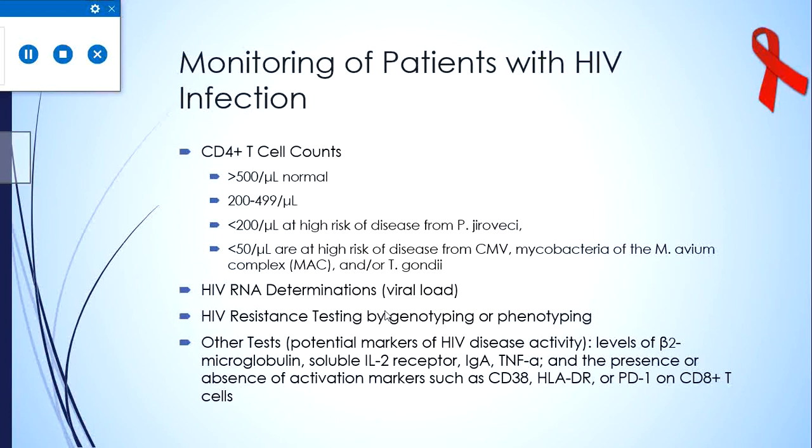And other tests which can be potential markers for HIV disease activity, for example, levels of beta 2 microglobulin, soluble interleukin 2 receptors, IgA levels, tumor necrosis factor alpha levels, and the presence or absence of activation markers such as CD38, HLA-DR, or PD1 surface receptor on CD8 positive T lymphocytes. These are the various tests by which we monitor the progress of the disease.